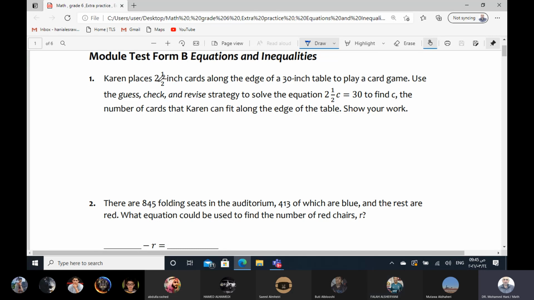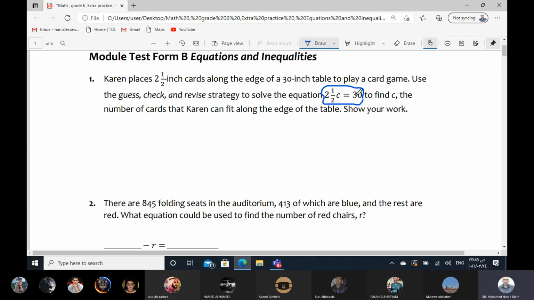So Karen places 2 and 1/2-inch cards along the edge of a 30-inch table to play a card game. Use the guess, check, and revise strategy to solve the equation 2 and 1/2c equals 30 to find c, the number of cards that Karen can fit along the edge of the table. Show your work. Now we have this equation. Two and 1/2c equals 30.